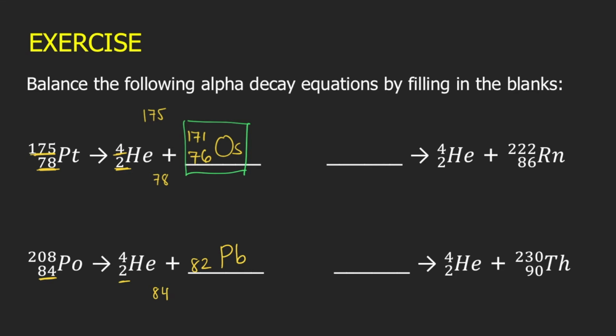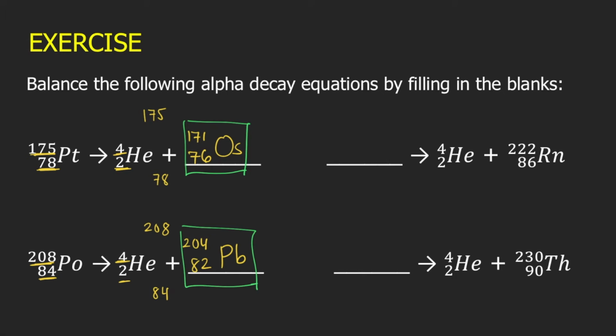Let's balance the mass number. On the left side, we have 208. On the right side, we have 4. So what should we put in the blank? We should put 204 because 204 plus 4 is 208. So the answer for the second one is lead 204.